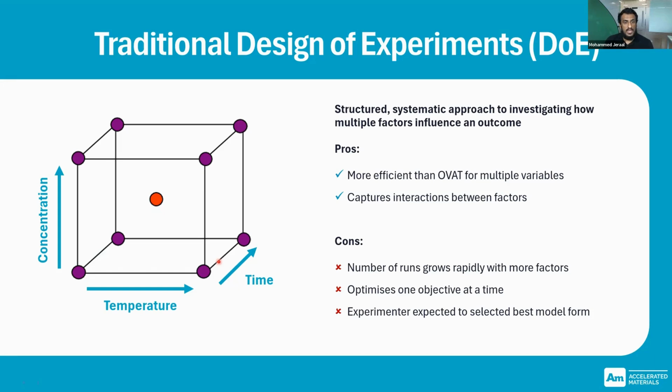But it does suffer from a lot of the disadvantages that the previous method suffers from, where if we're increasing our number of variables far beyond this, we've got 2 to the power of 3 to get 8 experiments here. But once we start introducing 8 or 10 variables, and you're up to 2 to the 10 experiments, suddenly the number of runs goes up drastically.